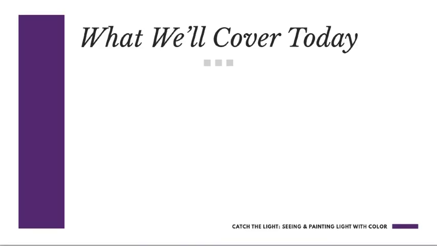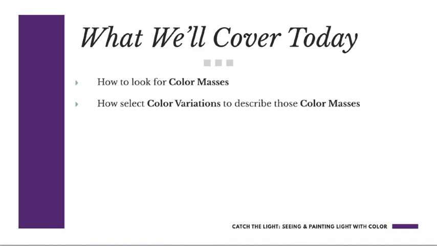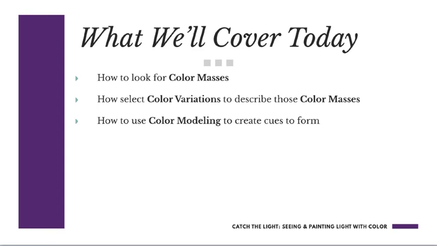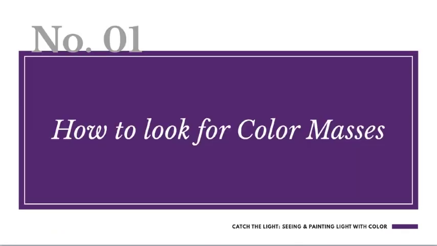What we'll cover today are three major topics. The first is how to look for those color masses that I was just talking about. The second is how to select color variations to describe those color masses. The third is how to use color modeling to create cues to form. So let's look a little closer at that first one, how to look for color masses.